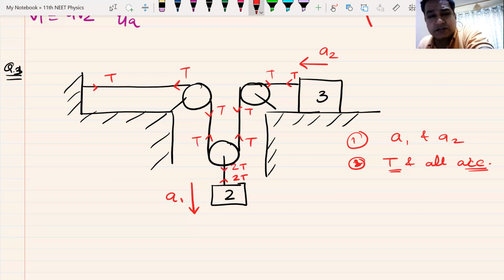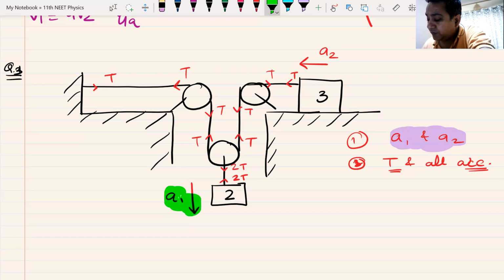Once I have drawn T, I stop and I now think about the relation between a1 and a2. How do I get the relation between a1 and a2? For that, I use the virtual work principle. This block is moving down with an acceleration a1, but tension is 2T upwards. 2T upwards, a1 or x1 is downwards.